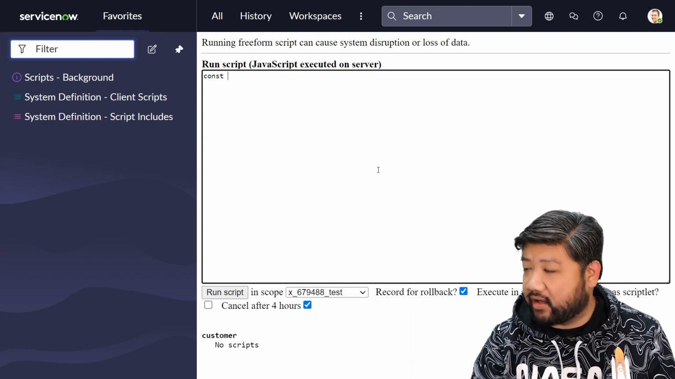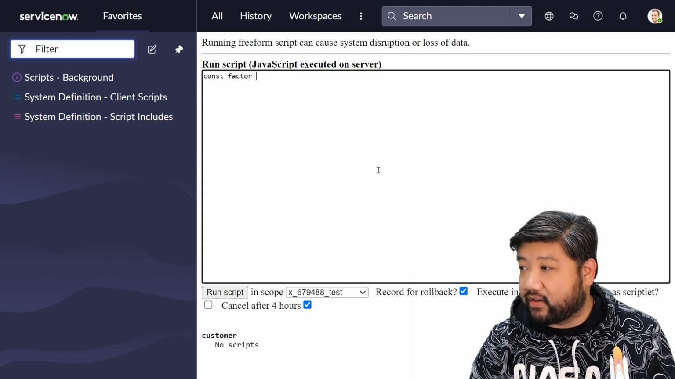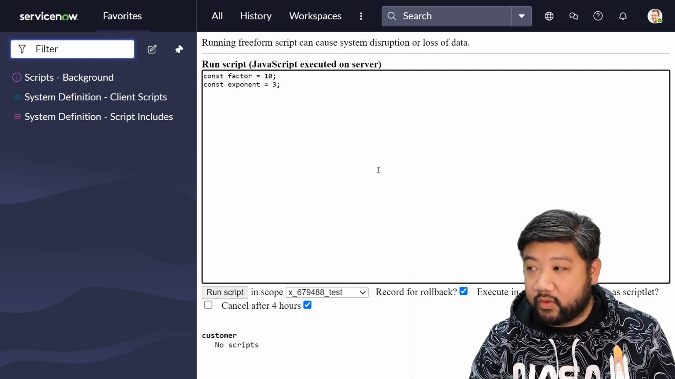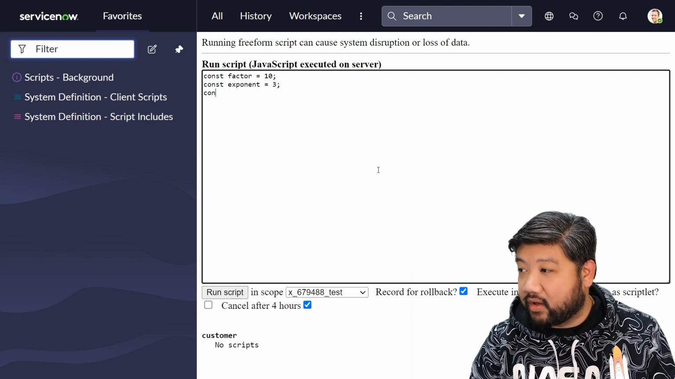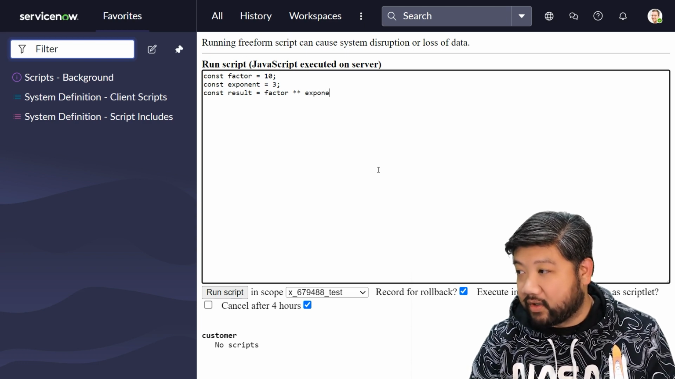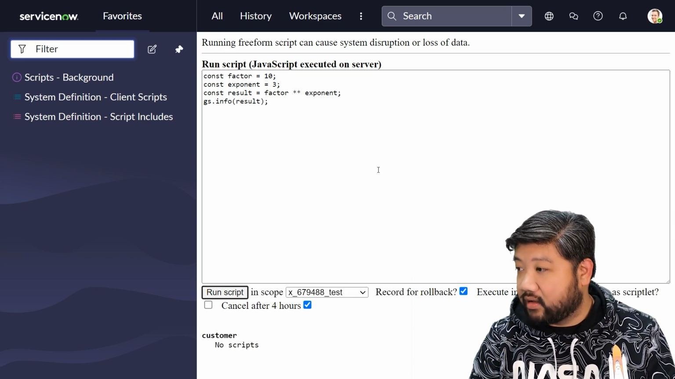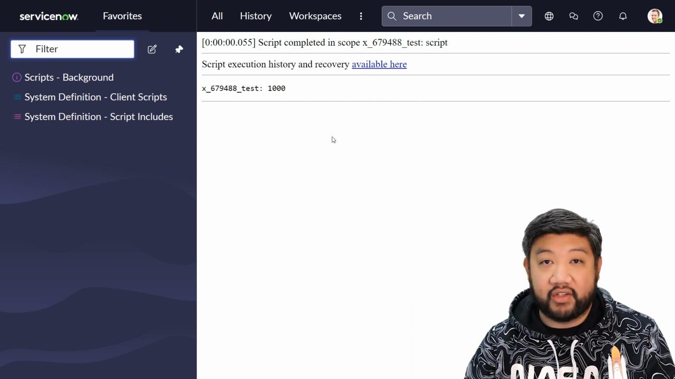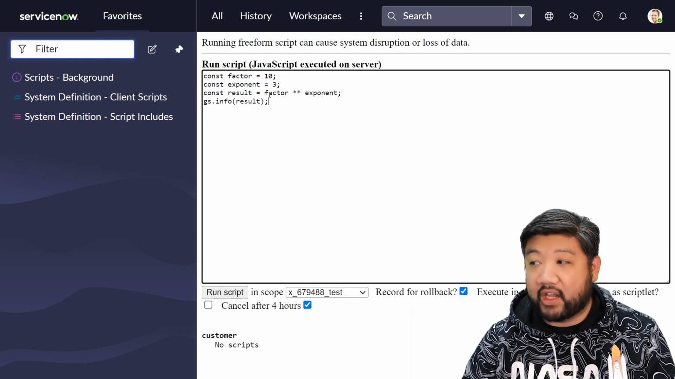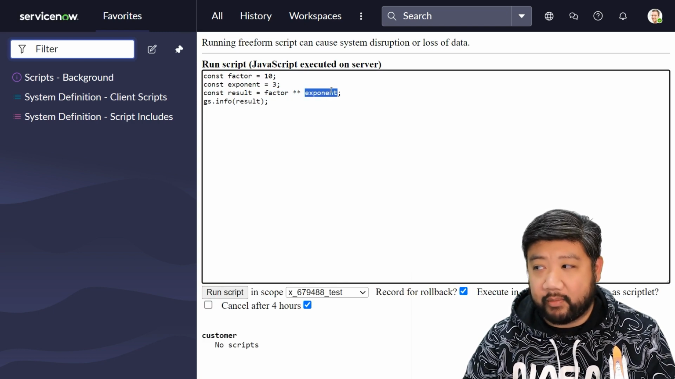So we could say constant factor equals 10, and then constant exponent itself is another variable. And then we'll do constant result equals factor to the exponent. Let's log that. 1000, that's right. 10 cubed is 10 times 10 is 100 times 10 is 1000. I just wanted to show that both sides can be variables.